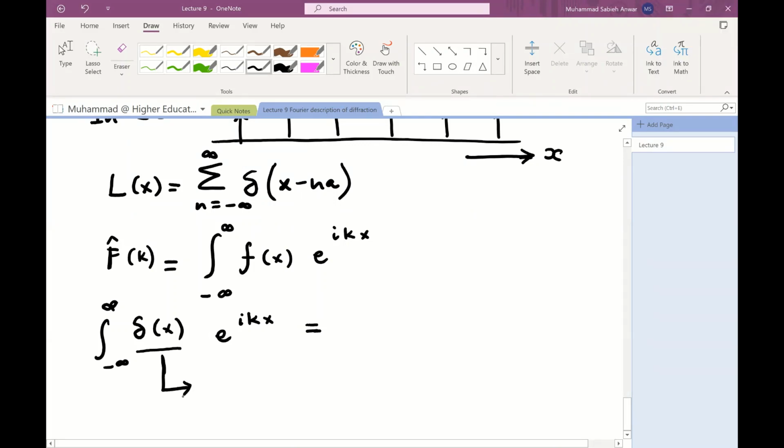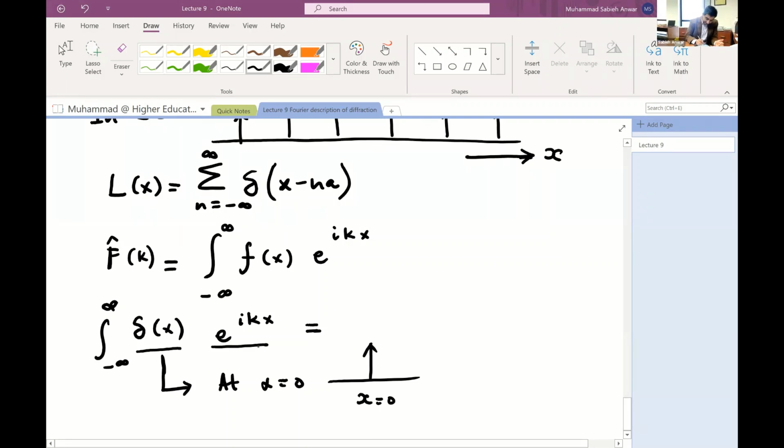Where does x equal 0? At x equals 0, there is going to be a peak. And if I multiply this Dirac delta function with any other function, in our case e^{ikx}, and I integrate over all of space, I get 0 everywhere, but I'm really sampling the function at x equals 0. So this is called the sampling theorem, by the way.